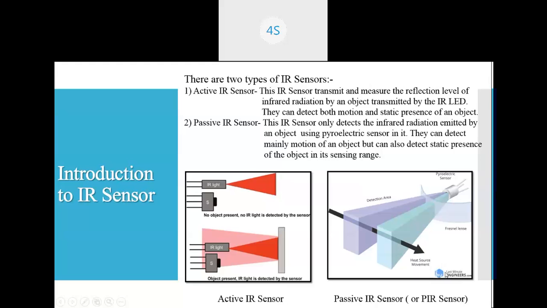So here is the image of an IR sensor with its working mechanism. Here is the pyroelectric sensor, which has two pyroelectric elements, the blue and the green one. This arrow is the heat source, the movement of the object. So when this object passes one of these two pyroelectric elements, it will sense a positive or a negative output, and then it will give a result.